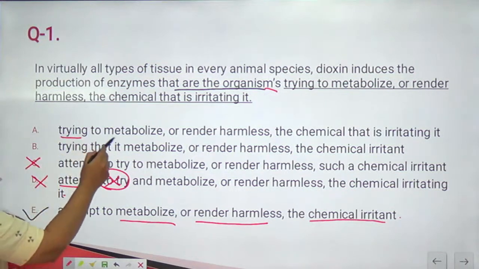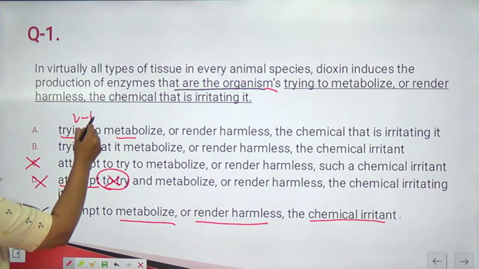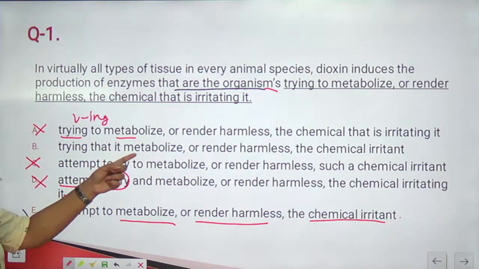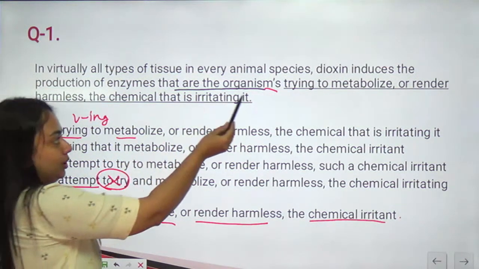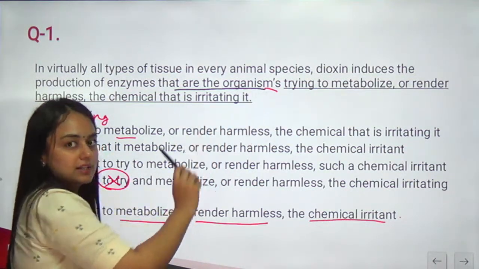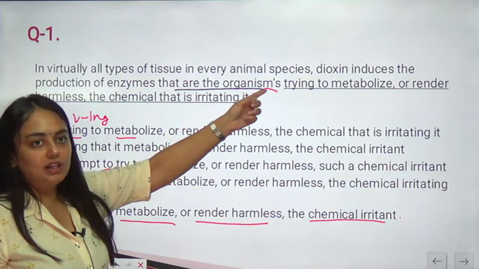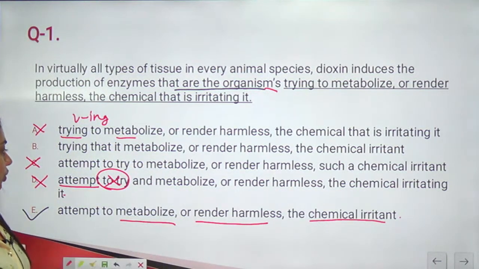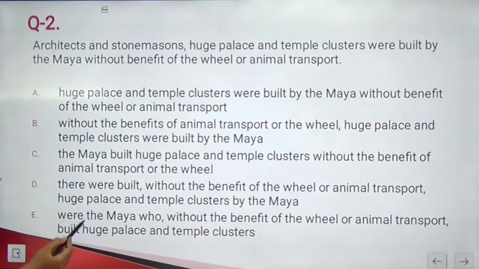Now, trying to metabolize. Why are we making a continuous verb unnecessarily? Trying that it metabolizes. You can see here they've already said organism's. So after this you definitely have to talk about what the organisms do, what is their attempt. So the only right answer we are left with is E, which is the appropriate one. Let's see one more example.